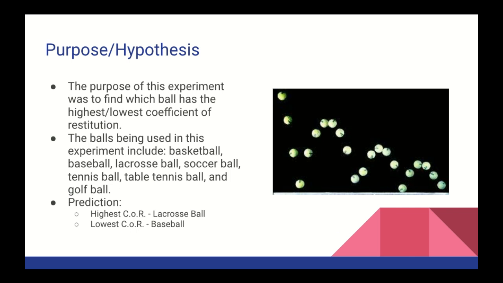The purpose of this experiment was to find out which ball has the highest and which ball has the lowest coefficient of restitution. The balls being used in this experiment were basketball, baseball, lacrosse ball, soccer ball, tennis ball, table tennis ball, and a golf ball. Going into this experiment, I predicted that the highest coefficient of restitution would be the lacrosse ball, and the lowest would be the baseball. This hypothesis was made from feeling the balls prior to testing them and seeing how bouncy, quote unquote, they would be when dropped on the ground.